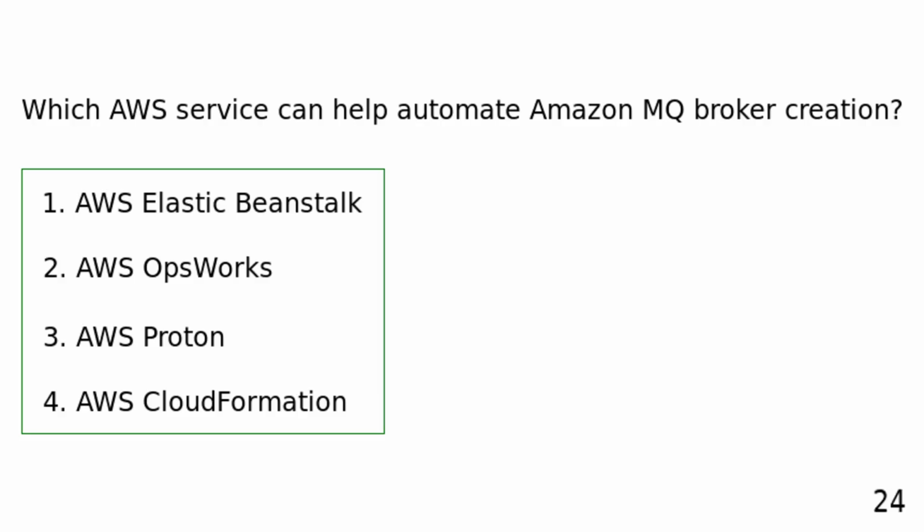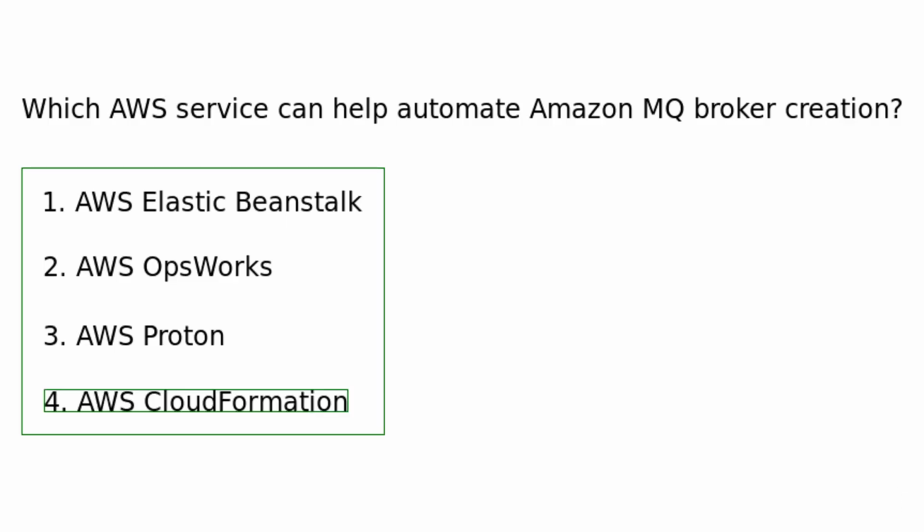Which AWS service can help automate Amazon MQ broker creation? AWS Elastic Beanstalk. AWS OpsWorks. AWS Proton. AWS CloudFormation. AWS CloudFormation can automate the creation and configuration of Amazon MQ brokers, enabling infrastructure as code practices.